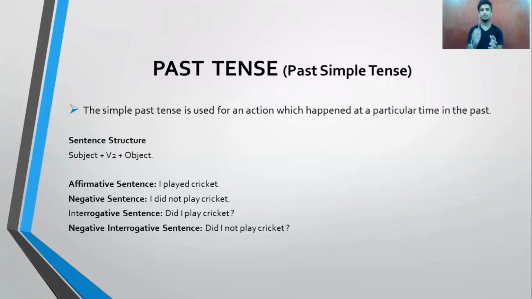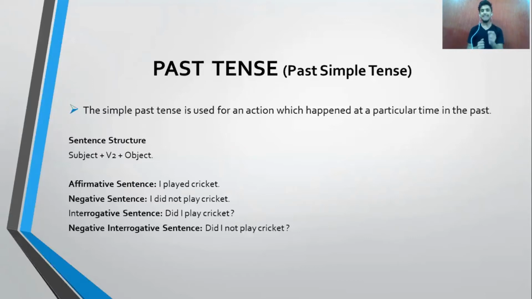what is past simple tense? The simple past tense is used for an action which happened at a particular time in the past. For example, I ate a mango yesterday. The sentence structure is subject plus second form of the verb plus object. In an affirmative sentence, we may say, I played cricket. Here we put the second form of the verb as the sentence structure is given. In a negative sentence, we will put the helping verb did in addition to not because it's a negative sentence. But we will not put the helping verb did in the affirmative sentence.